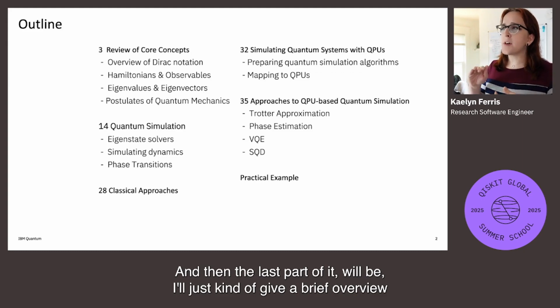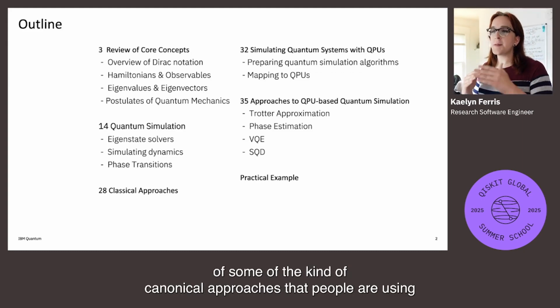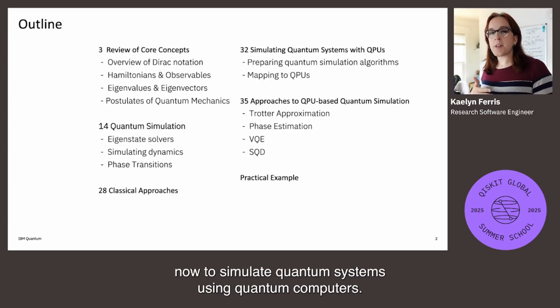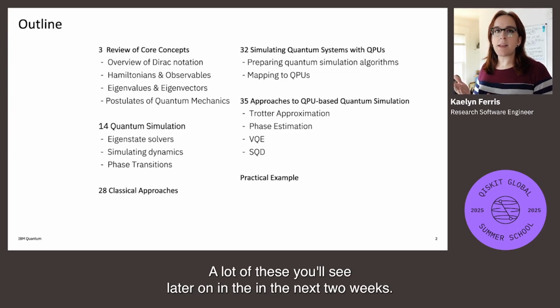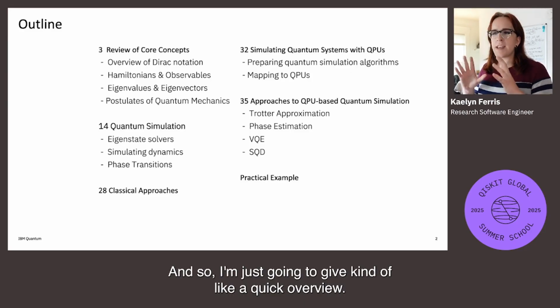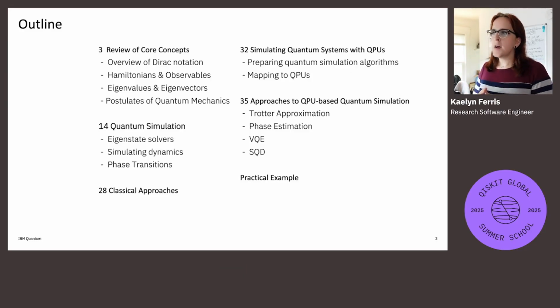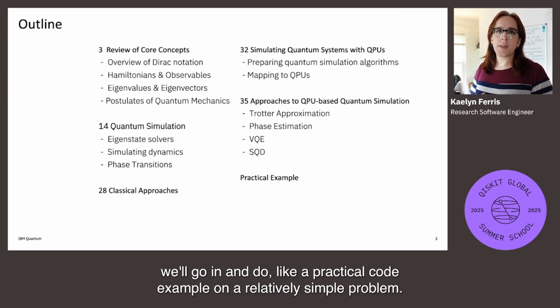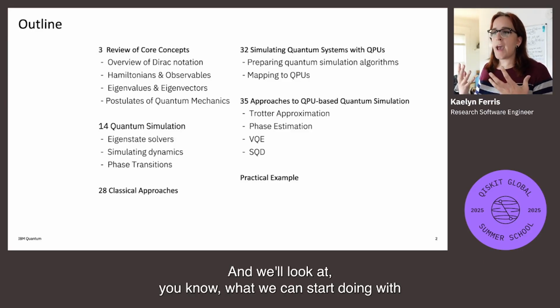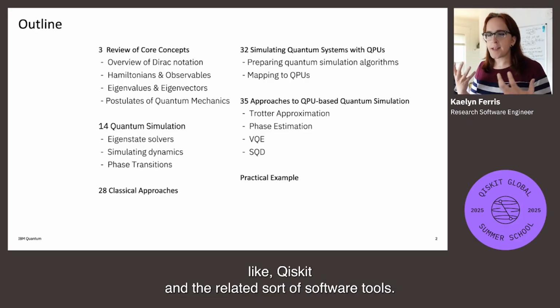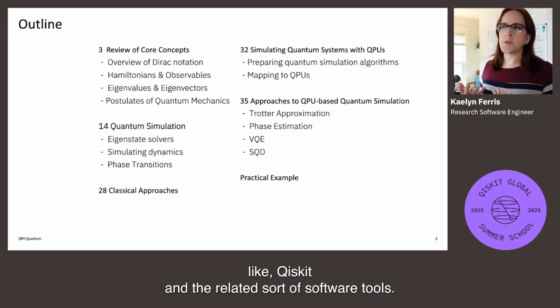And then the last part will be a brief overview of some of the canonical approaches that people are using now to simulate quantum systems using quantum computers. A lot of these you'll see later on in the next 2 weeks, so I'll give a quick overview. And then, like I said, we'll do a practical code example on a relatively simple problem, and look at what we can start doing with Qiskit and the related software tools.